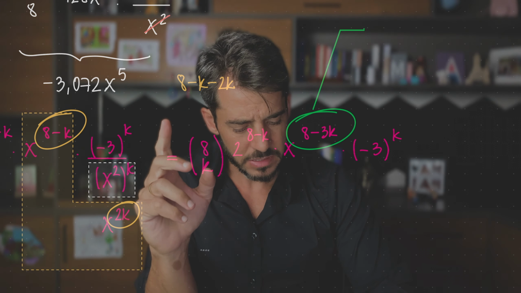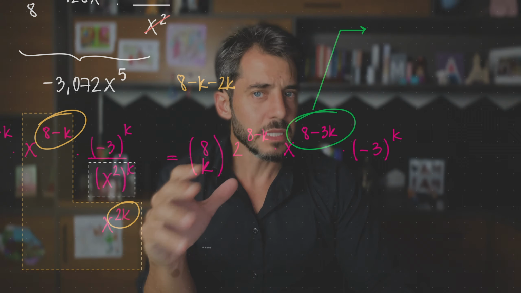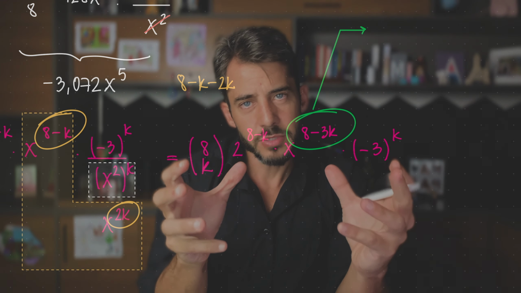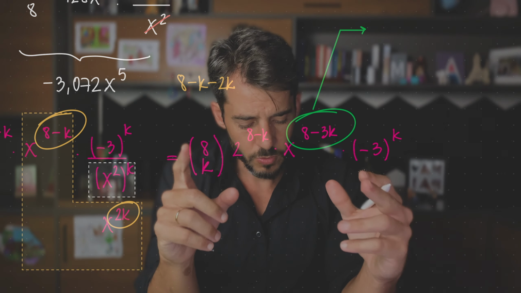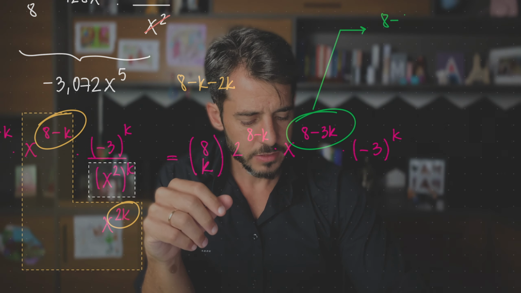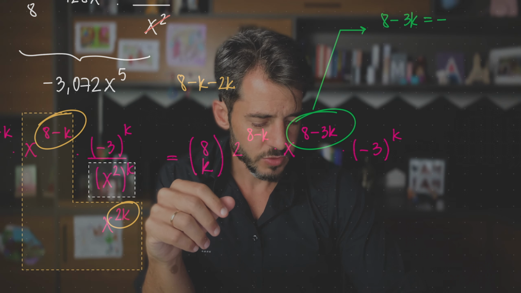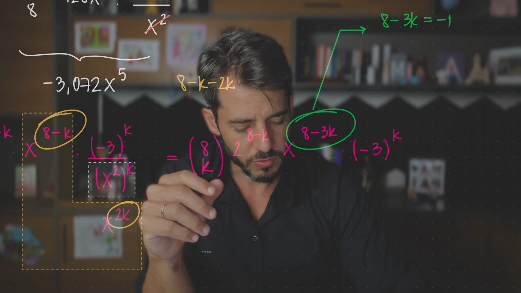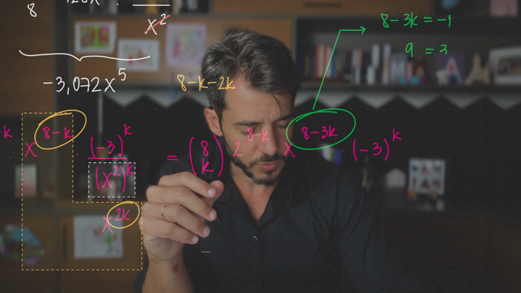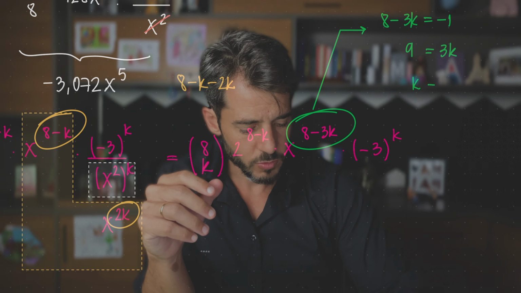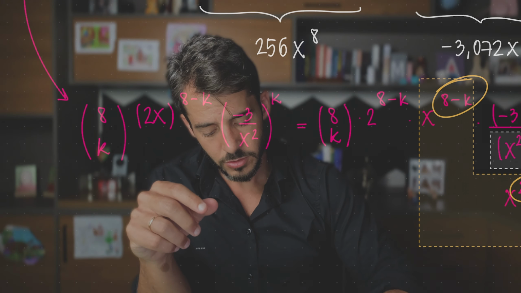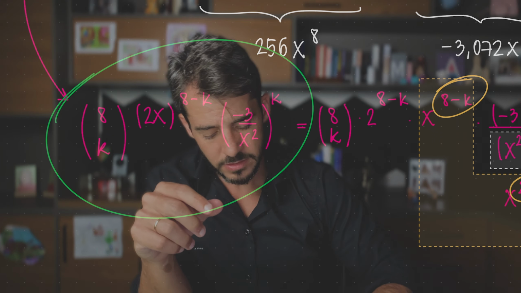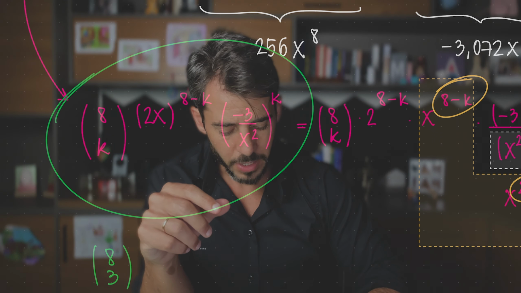Now, I know this is a sophisticated process, but this is the most accurate method you can use without guessing and checking anything. So again, we want our 8 minus 3k to be equal to negative 1. So we have an equation to solve. 9 equals 3k, so k equals 3. Therefore, we need to choose a term which has k as 3. So we need to go back here and substitute our k by 3.